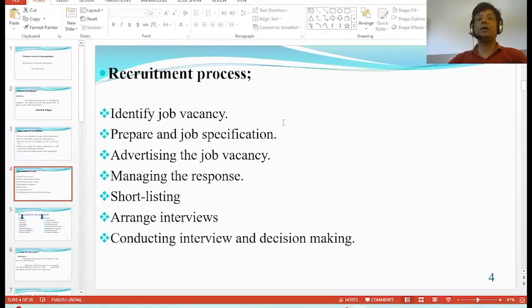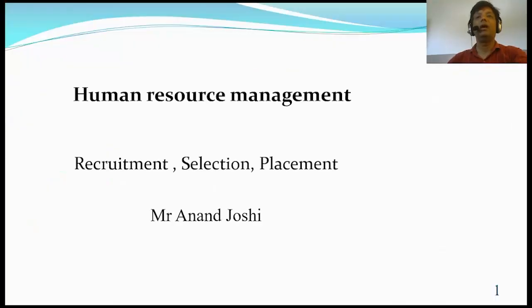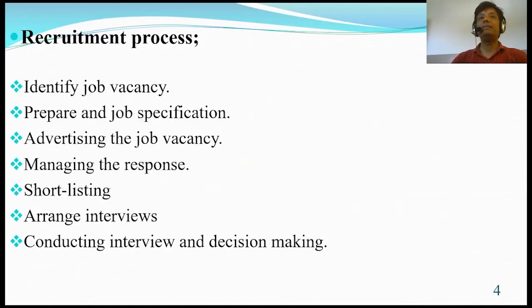So this is our recruitment process, which I was discussing. Identify job vacancies, prepare list of job specification, and now advertising the job vacancy. After you have identified the job vacancies, you have prepared job specification, what you require. Now it's the time to advertise the job vacancy.